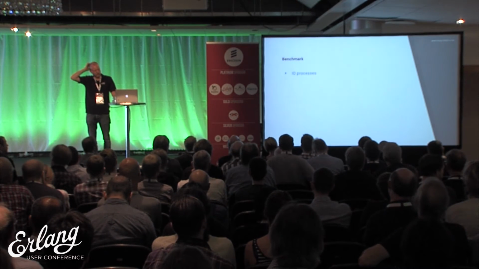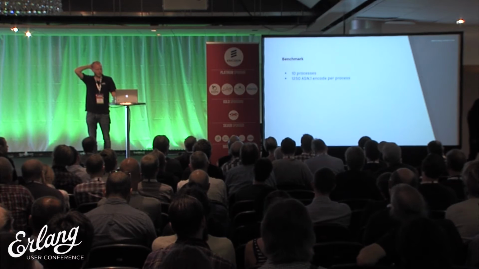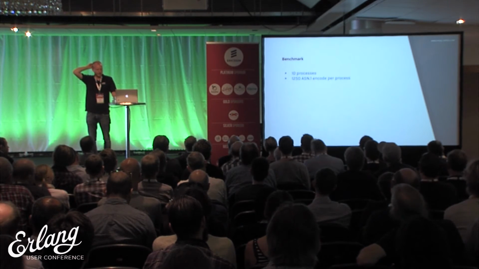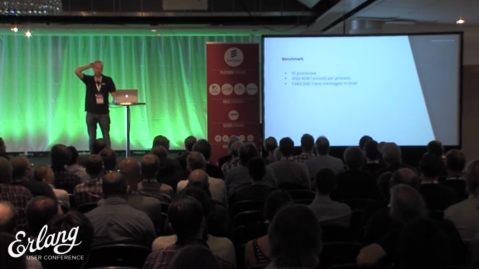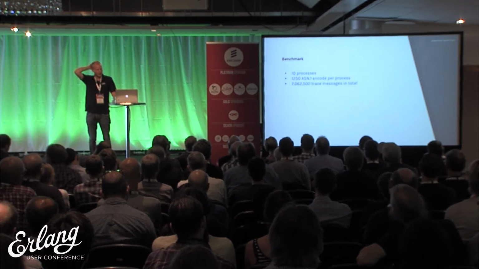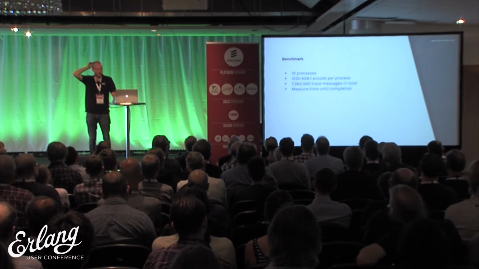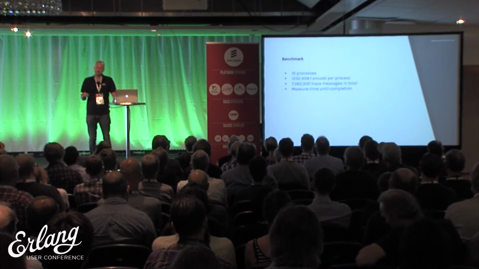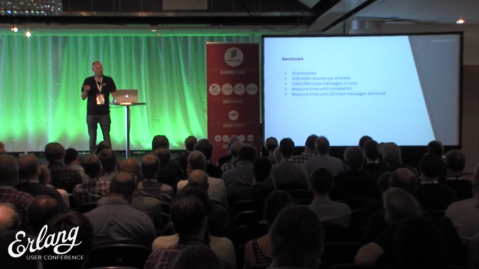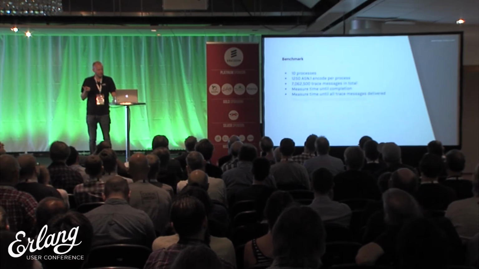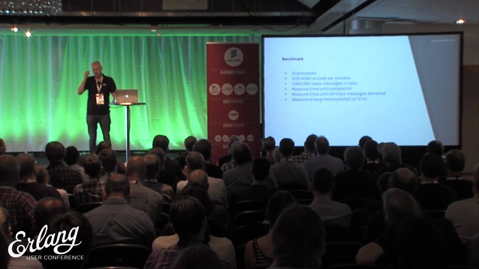So I did some benchmarks on this new system. I have 10 processes doing 1250 ASN.1 encodes per process. They generate about 7 million trace messages per run. I measured time until the benchmark has completed, time until all of the trace messages have been delivered to the recipient, and I measured the memory that's being used at the time.